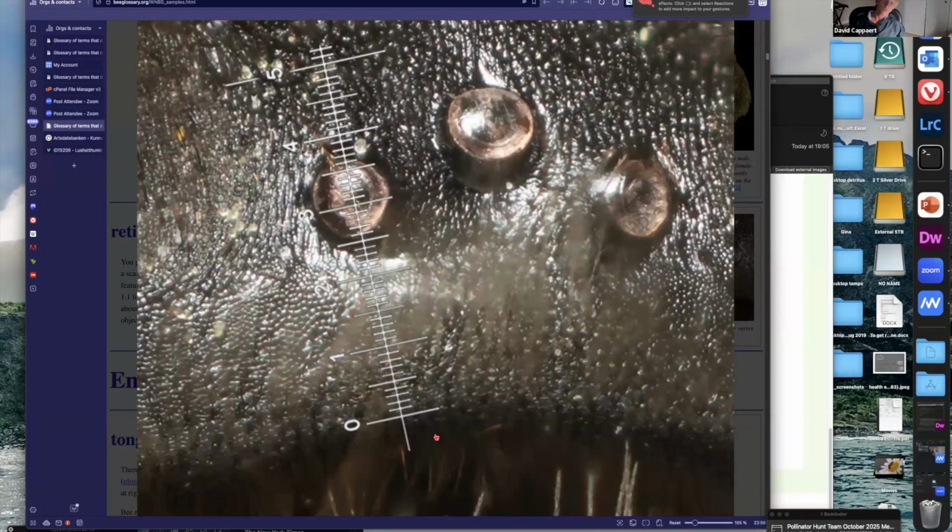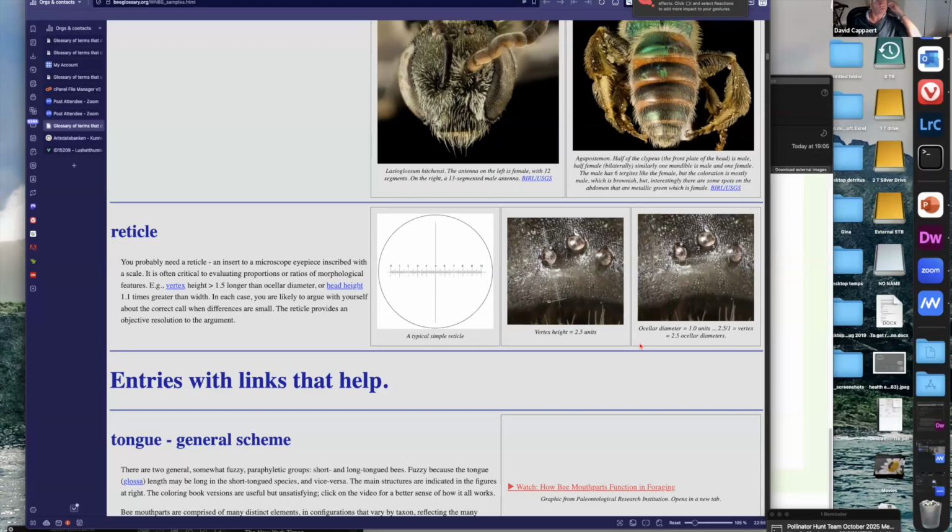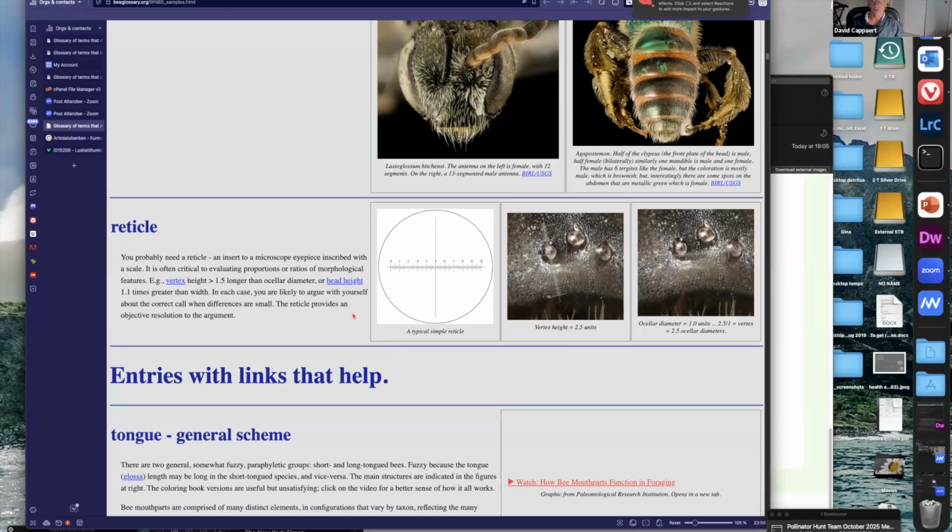So if I'm trying to figure out the length of the vertex on a bee, so this would be the back of the head to one of the ocelli, if you have a reticle, you can very precisely, if you're not shaking too much, so you have to have your specimen really solid, do the arithmetic on how this distance compares to the ocellar diameter. And so I want people to use reticles, because you drive yourself nuts otherwise trying to guess whether it's 1 or 2 ocellar diameters.